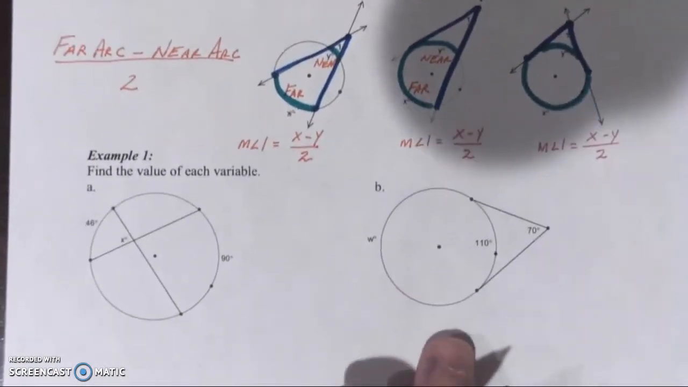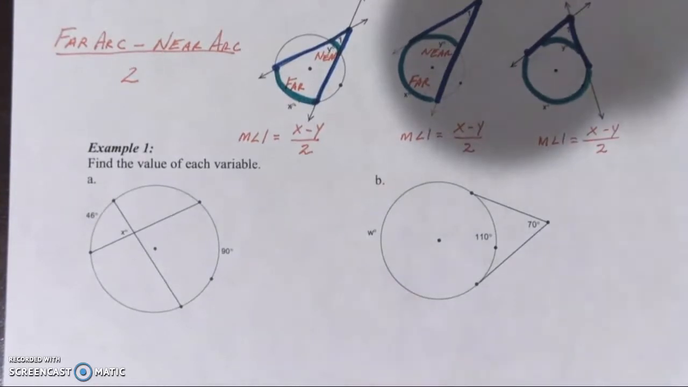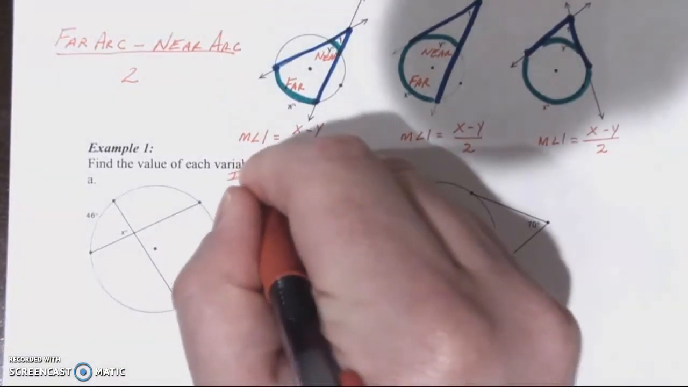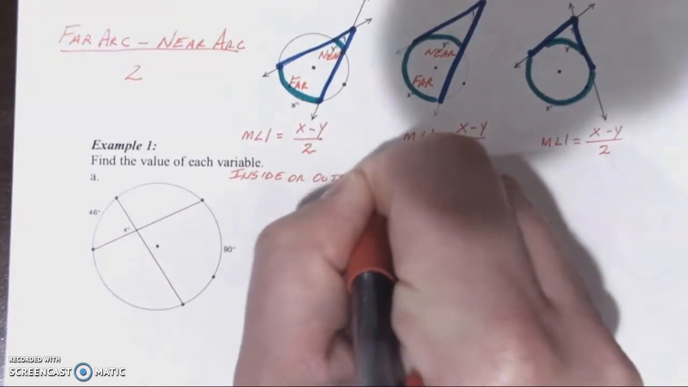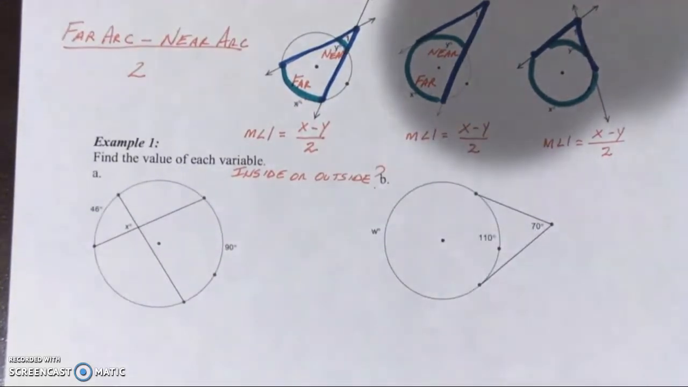Okay. Example 1 says find the value of each variable. First thing we need to determine is the angle inside or outside the circle. That's what you want to ask yourself. And when we wrap up all of these different angles in our second day this week, you're going to be asking yourself even more: inside, outside, on, or at the center. Okay. Find the value of each variable.